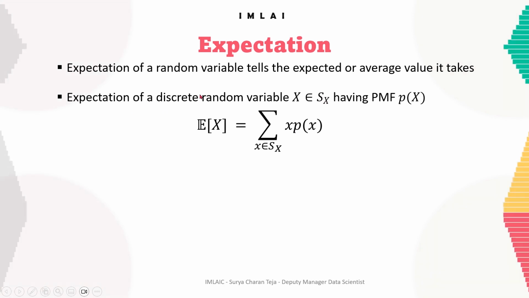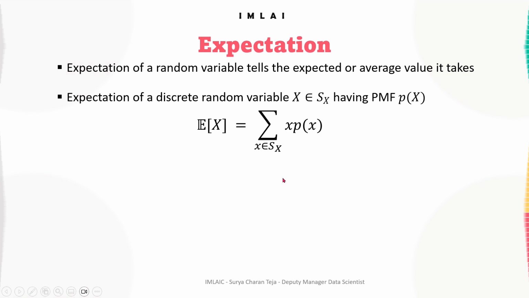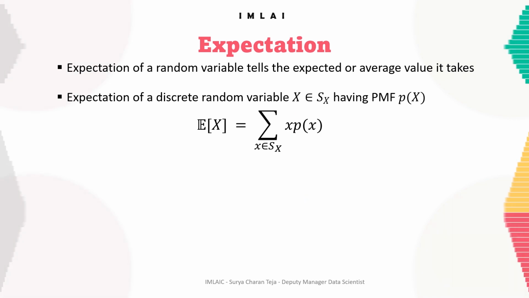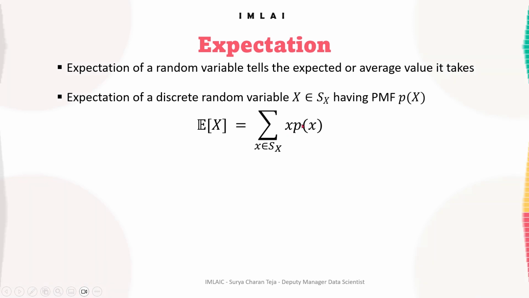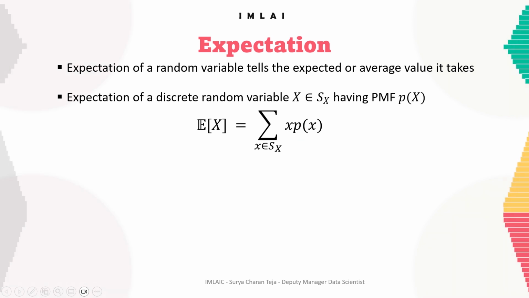The expectation of a discrete random variable is E of X equals the summation over x belonging to Sx, each value which is part of the sample space of the random variable capital X. What you have to sum up is the multiplication of each value of x with the respective probability of that value, that is x times P of x, for each and every value of x in the sample space.